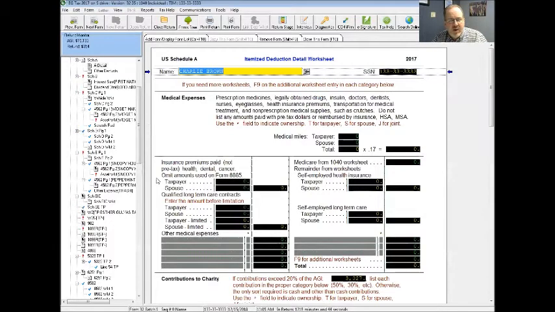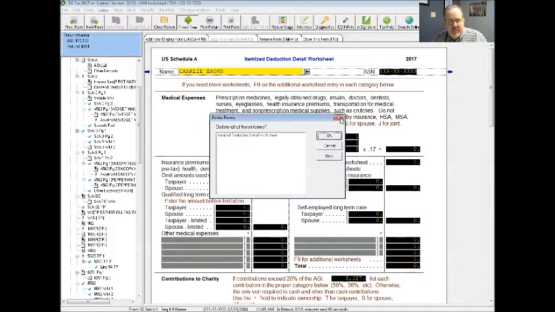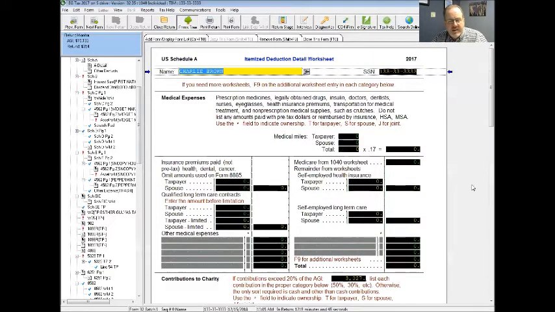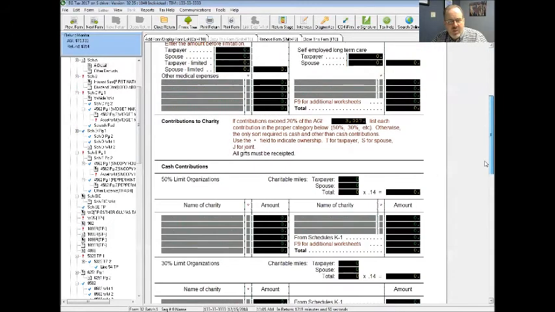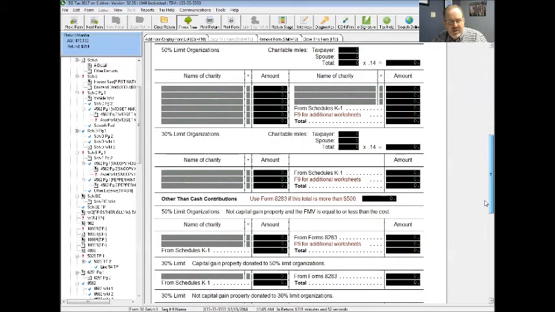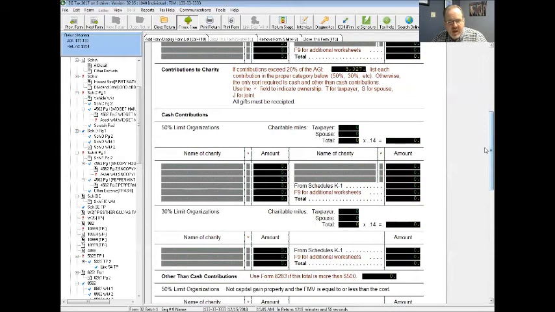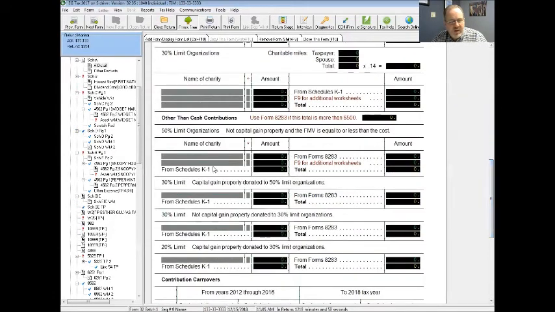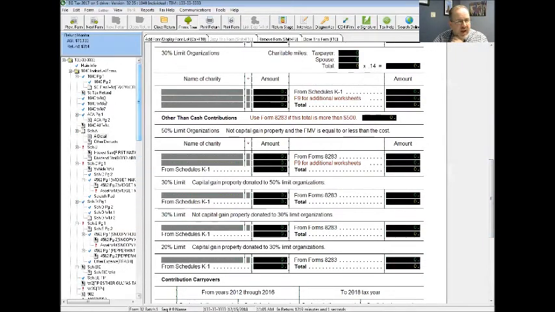So we have here our medical expenses up here at the top. We have our cash contributions. We have our other than cash. So we have church. Down here we might have Goodwill, giving goods, shirts, old clothes, whatever. Those are listed down there. So there's a little worksheet for that.